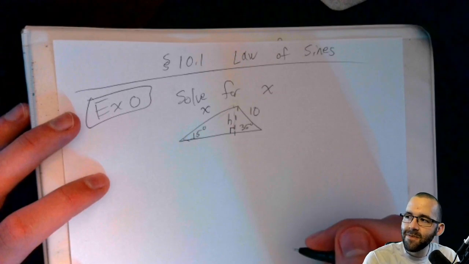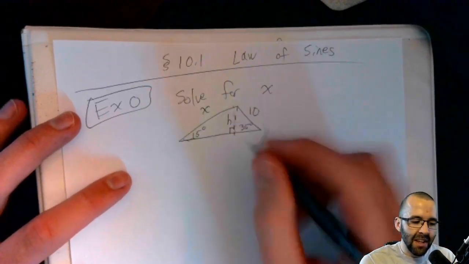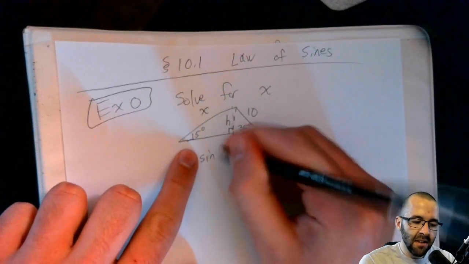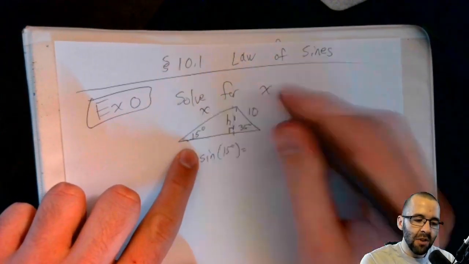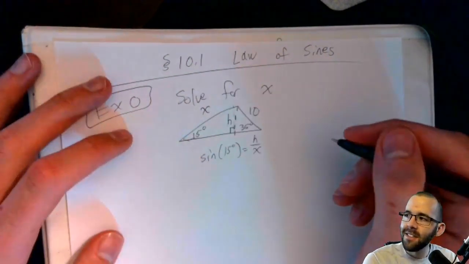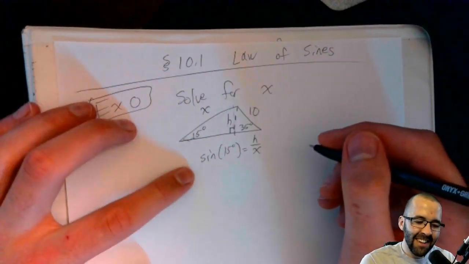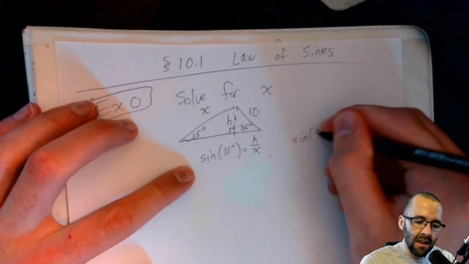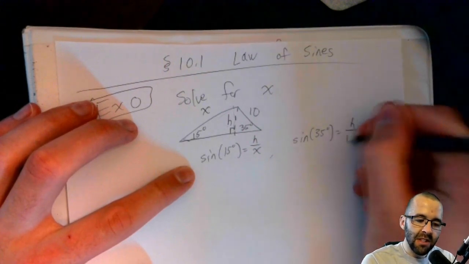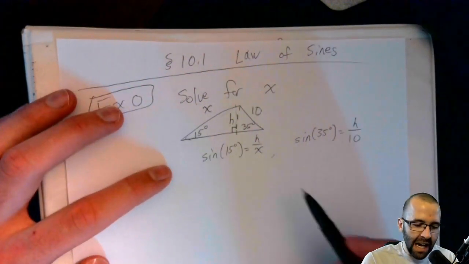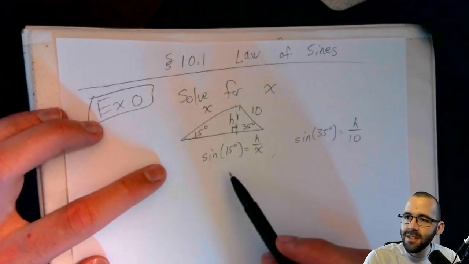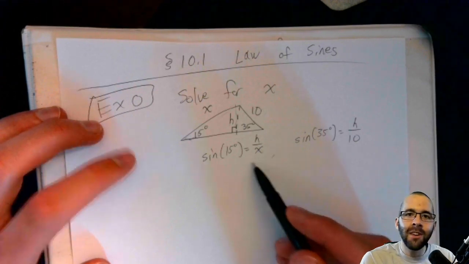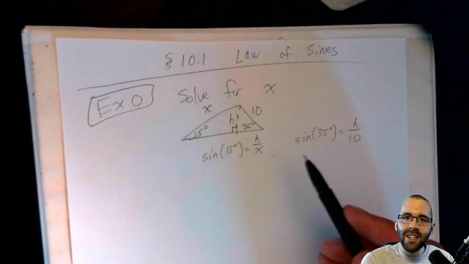So let's call this H. So we know some things, right? We can say that the sine of 15 degrees is equal to H over X, opposite over hypotenuse. And we also know that the sine of 35 degrees equals H over 10. What do we have here? We have two equations. How many unknowns do we have? H and X. We have two equations, two unknowns. We've got a system of equations on our hands.